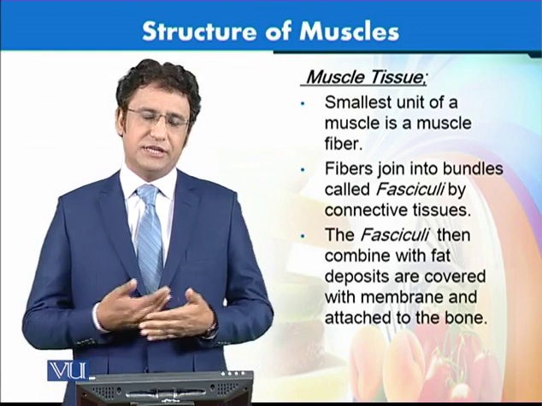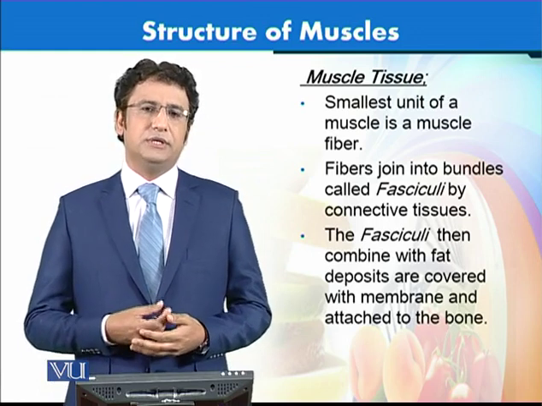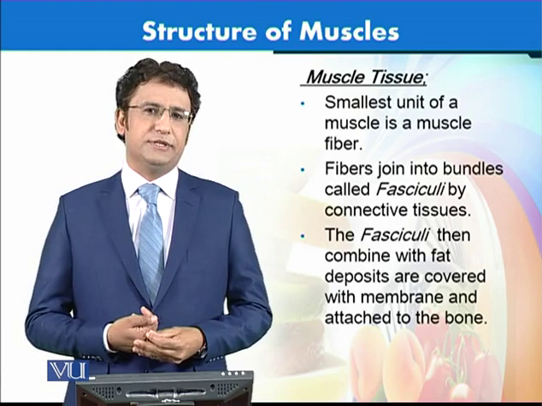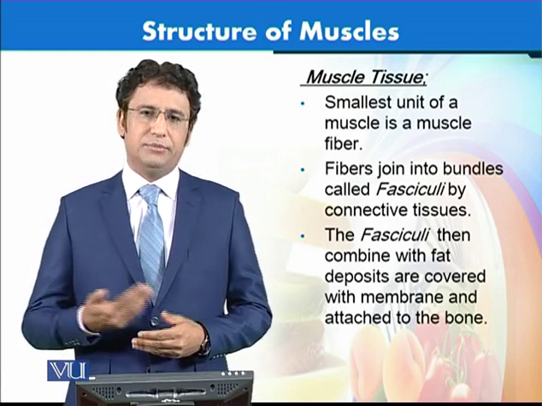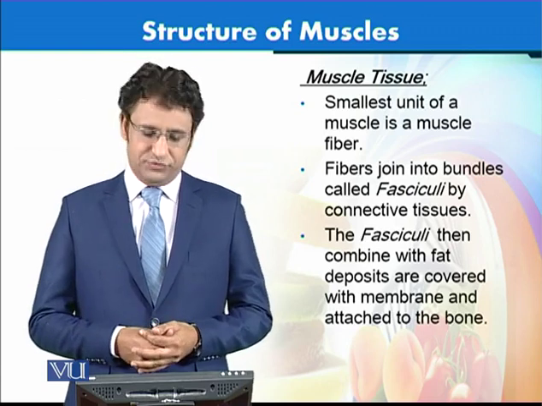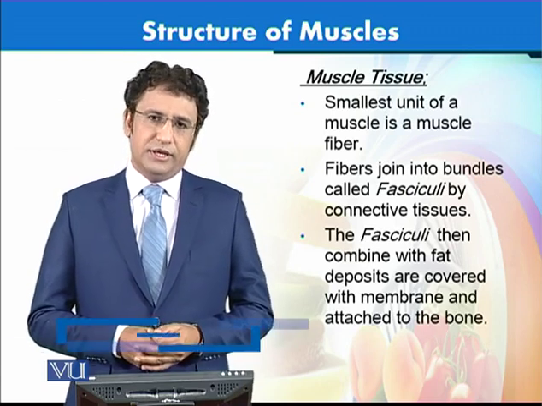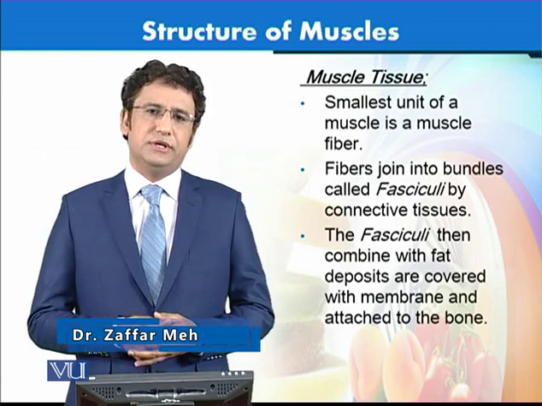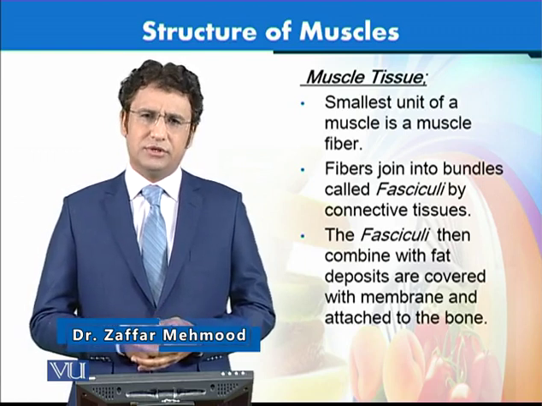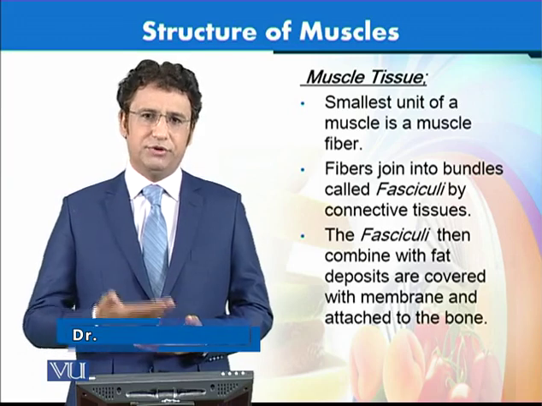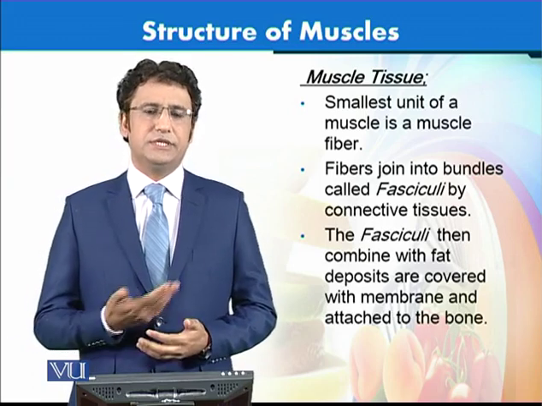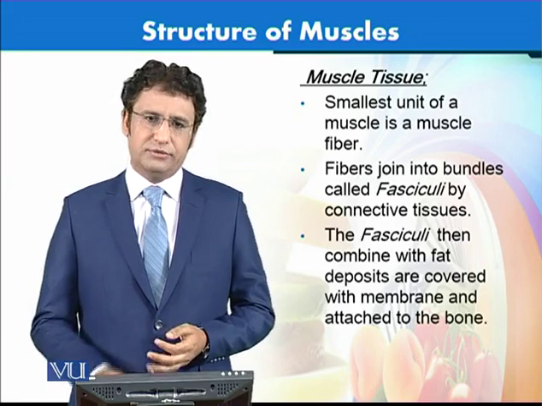And these fibers then join together to form bundles. These bundles are also called technically fasciculi. And these fasciculi are basically joined together by connective tissue. These connective tissues can also have fatty deposits in those muscle tissues, and then this is covered by membranes. So this is the structure of muscle tissue.